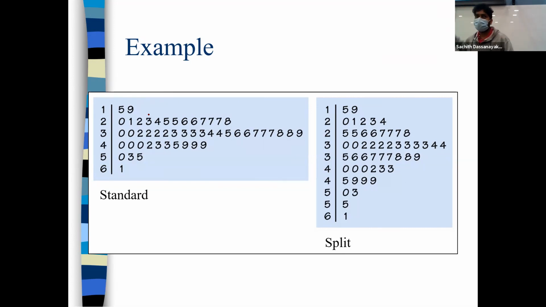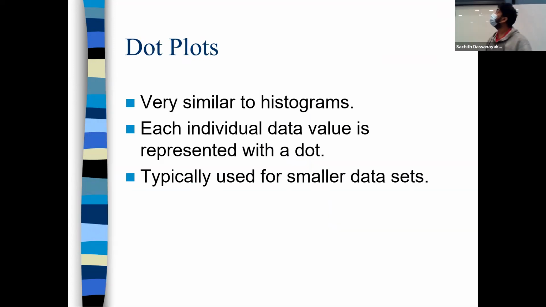Clear? Next one is dot plots. Dot plots are better if you have a small data set, because a dot plot has only one axis.